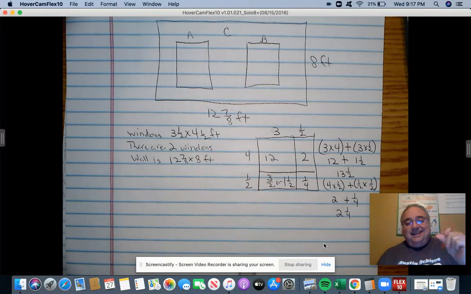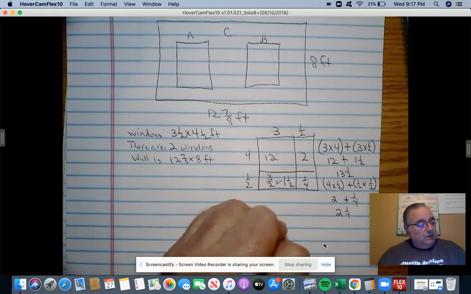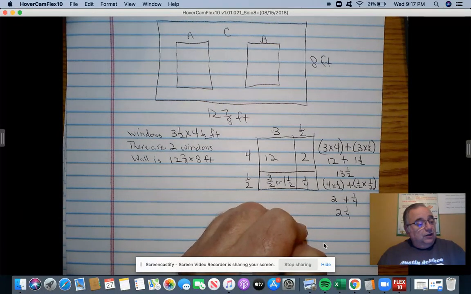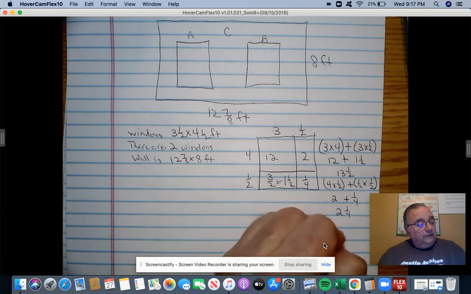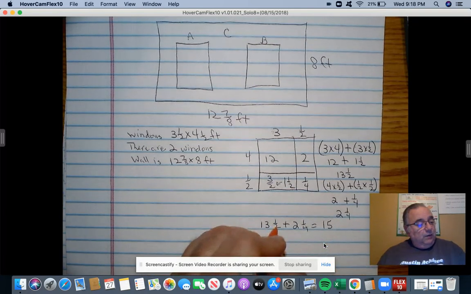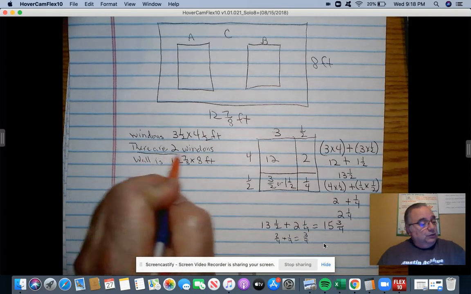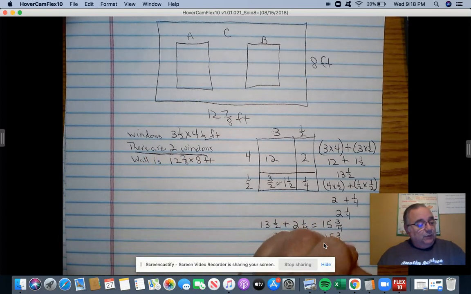Excellent. Yes, I'm going to take 13 and 1/2 plus 2 and 1/4 to give me 15. And I know that 1/2 is 2/4, so 2/4 plus 1/4 equals 3/4. So 15 and 3/4. But you know what? There are 2 windows. So I have to make sure I have 15 and 3/4 twice.